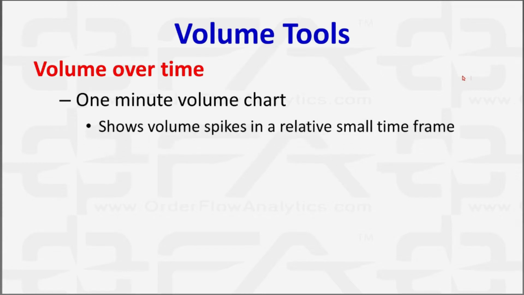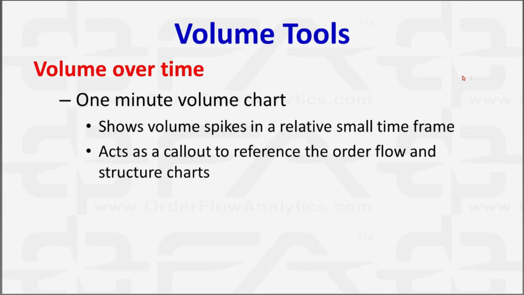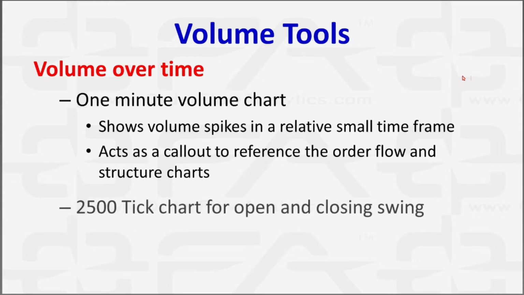So the 1-minute volume chart shows volume spikes in a relatively small time frame. It acts as just a call out to reference the order flow and structure charts. I want to be real clear. I'm not using that chart to trade. I'm using that chart as just a call out.